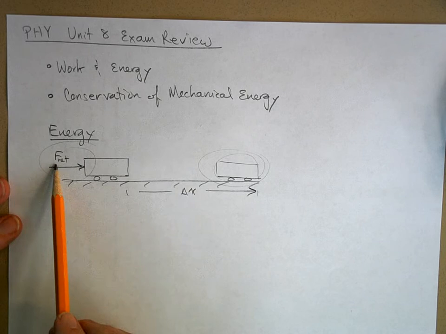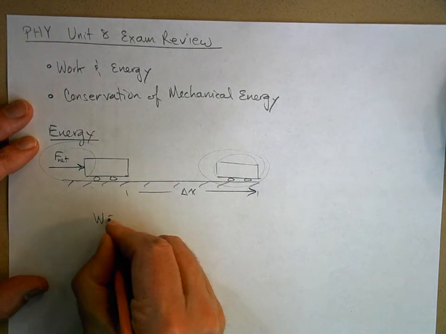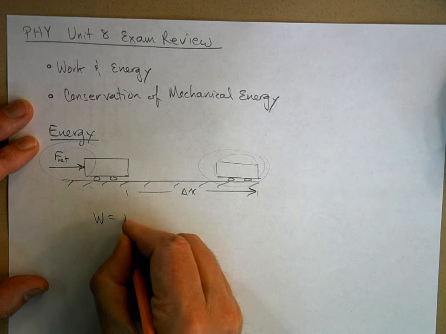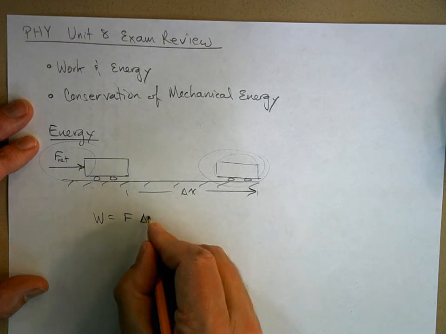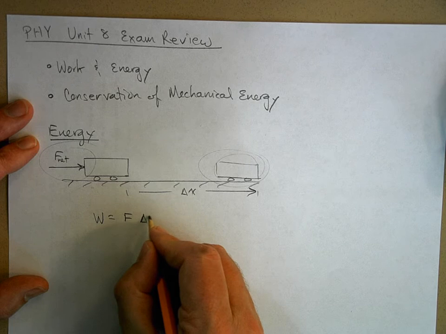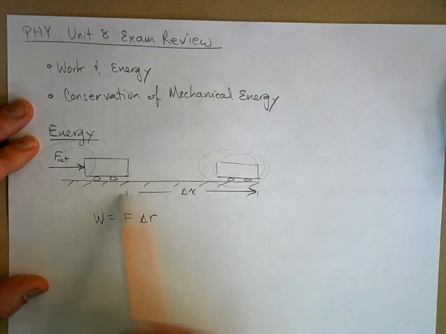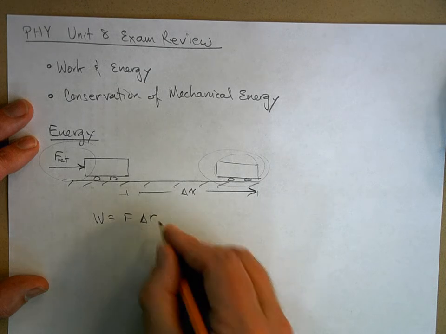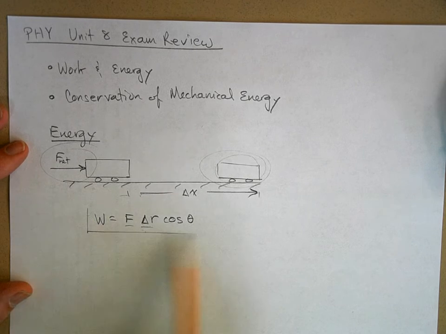If I apply a force through a displacement, here's the definition for work. Work equals the force times the displacement, delta R. R can be in any direction, but here delta x is obviously in the x direction, times the cosine of the angle between the force and the displacement. This is our definition for work.